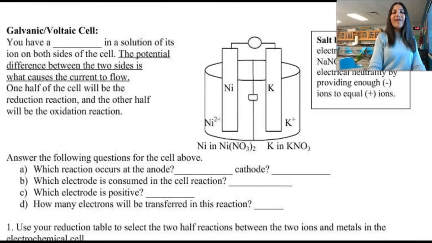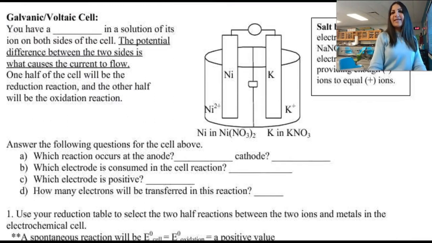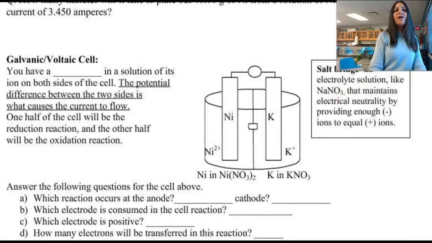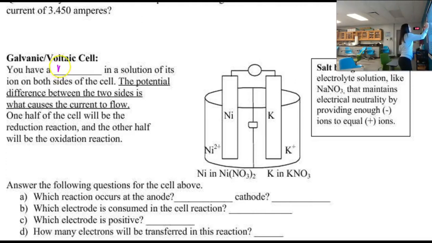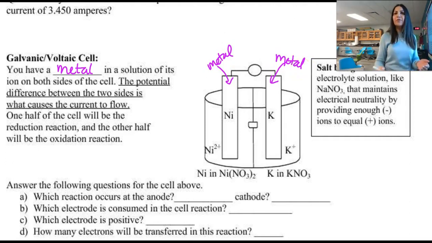All right, and the last thing we're going to talk about today is a little bit of a recap of what we've covered with the galvanic or voltaic cell. What you're going to have is a metal inside of a solution on both sides of the cell. So this here is our metal. One of them is going to be our anode, one of them is going to be our cathode, and we're going to figure that out in just a second.